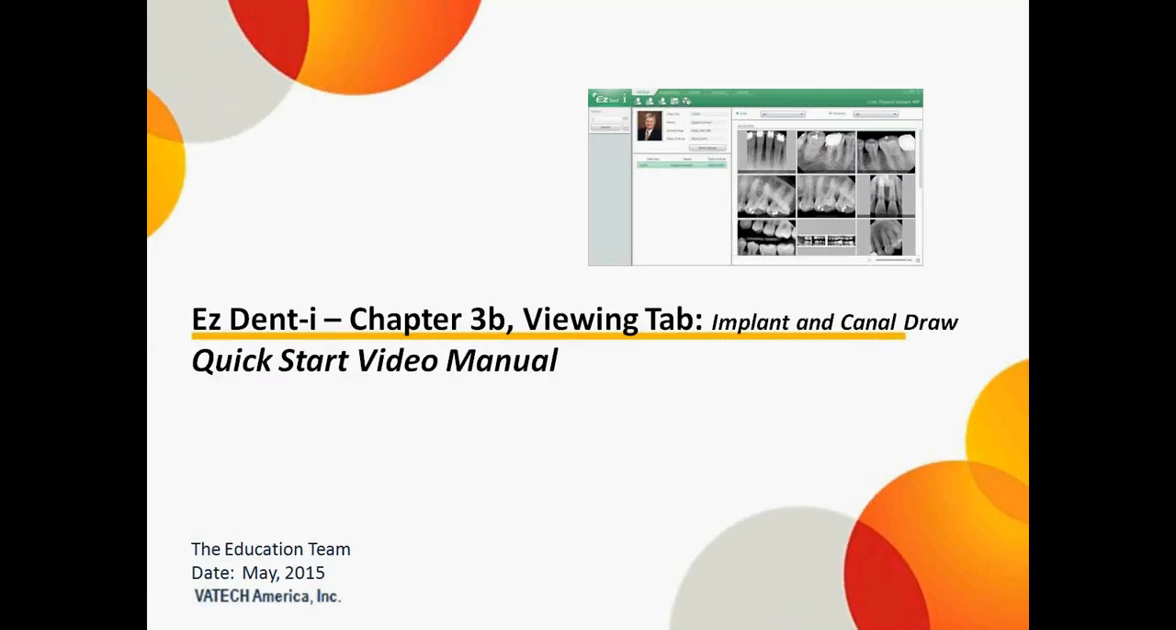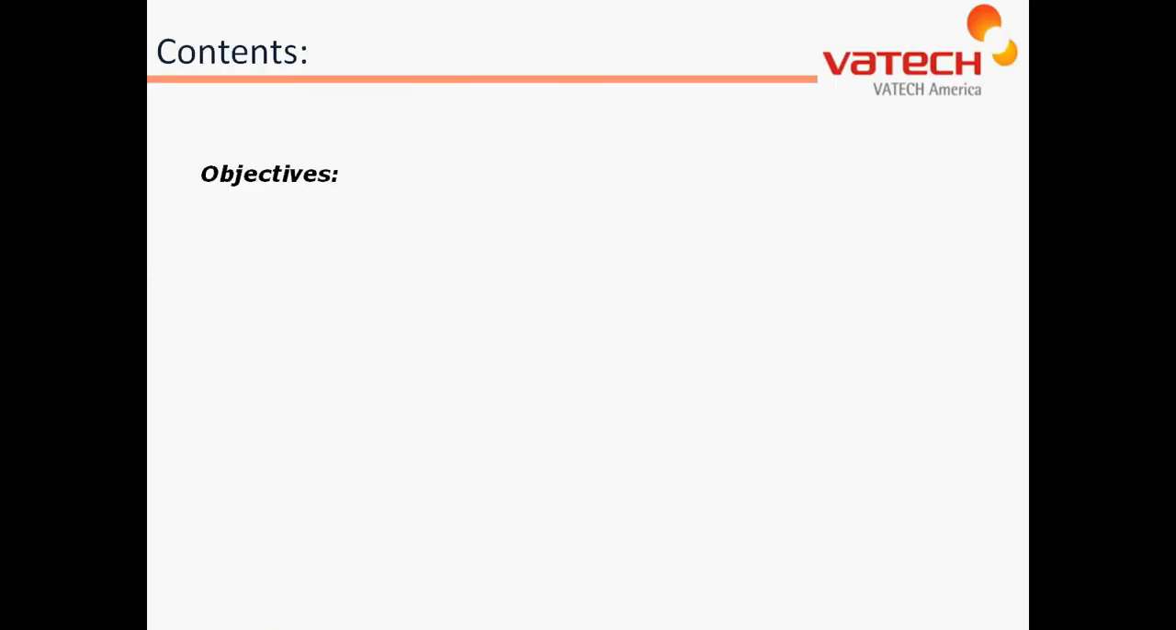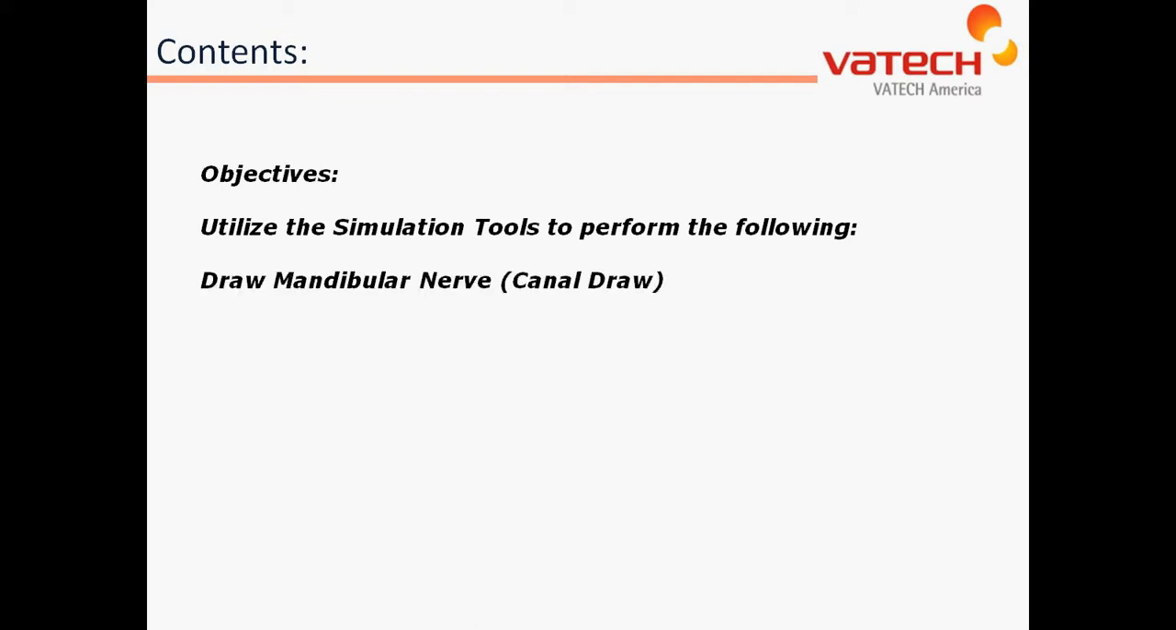EzDent-i Quick Start Video Manual, Chapter 3B, Viewing tab, placing a virtual implant and drawing the canal. The objectives of this video will be to utilize the simulation tools to perform the following: draw the mandibular nerve canal, draw, measure and place virtual implants with crowns.